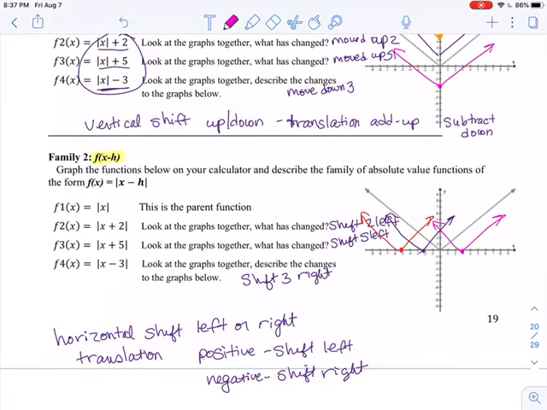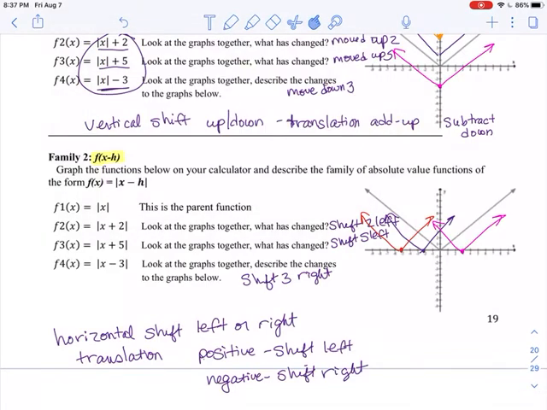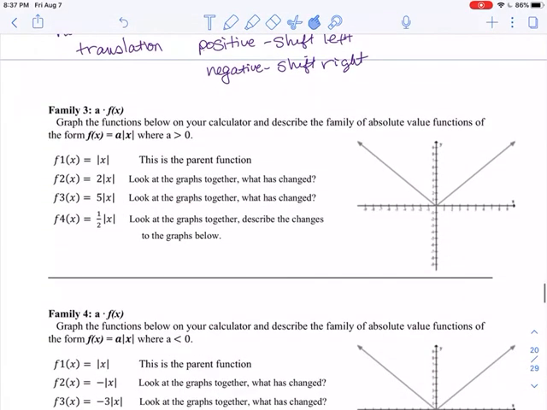I'm going to stick with that absolute value graph, but this time I'm taking some number and putting it in front and multiplying it by the function. So graph the functions below on your calculator. Describe the family of absolute value functions of the form f of x equals a times the absolute value of x. But it's important to note that a is greater than 0. So a is going to be a positive number.